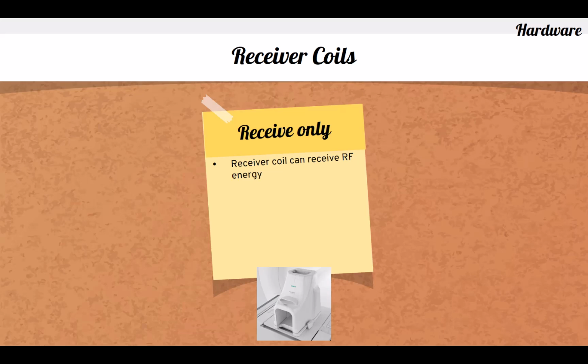Receiver coils can receive RF energy. Surface receiver coils are placed directly on the region of interest.